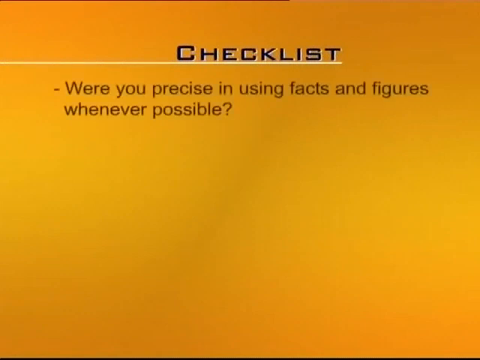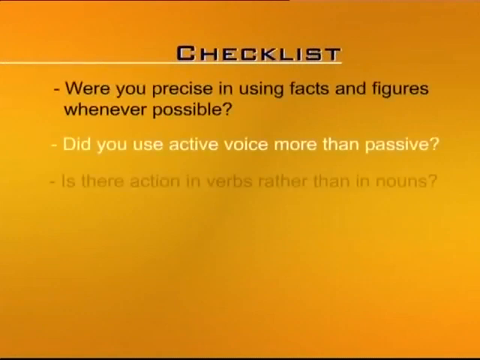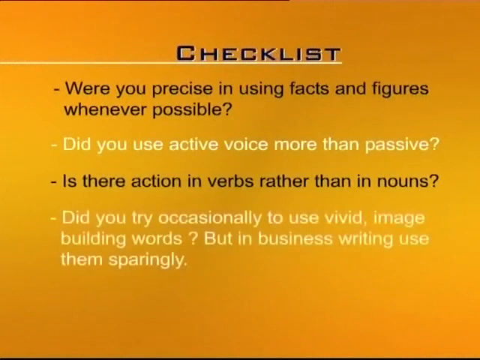You need to check if you were precise in using facts and figures whenever possible. कोई गलती तो नहीं हुई आपके फिगर्स में, आपके फैक्ट्स में, कोई ये ऐसे तो नहीं हुआ कि जो आपके फिगर्स थे वो आपने गलत उनको बयान कर दिया हो. Did you use active voice more than passive? Is there action in verbs rather than in nouns? And also, did you try occasionally to use vivid image building words? But in business writing, remember, use them sparingly. You do not want to use image building words and vivid vocabulary too much in business writing.